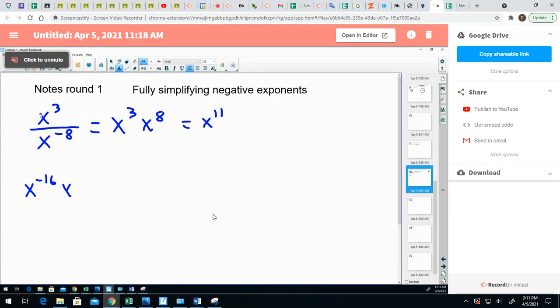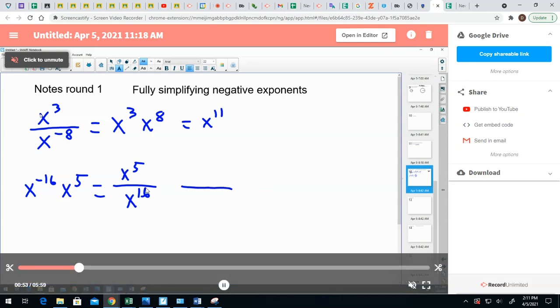x to the 5th times x to the negative 16. It's going to be x to the 5th over x to the 16th. And now remember, we have to subtract: 16 minus 5 is 11. But that goes on the bottom, and we put a 1 on top.